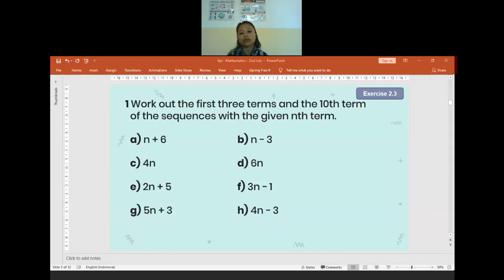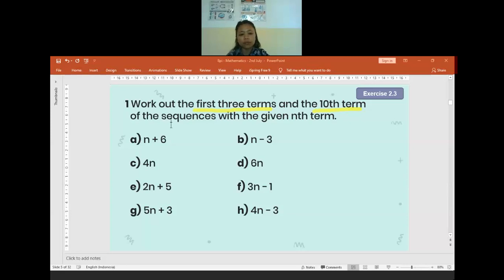Okay. Work out the first 3 terms and the 10th term of the sequence. If it says first 3 terms, it means you need to find the first, the second, and the third, not only directly the third term. And it's also written as the 10th term. We need to find 4 terms in here: the first, the second, the third, and also the 10th one.